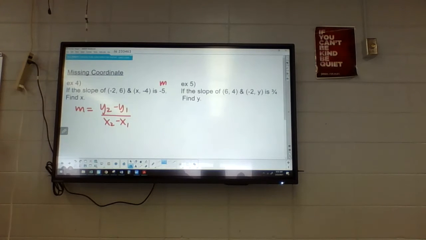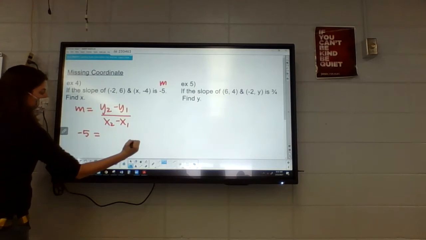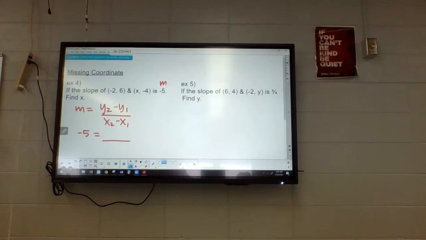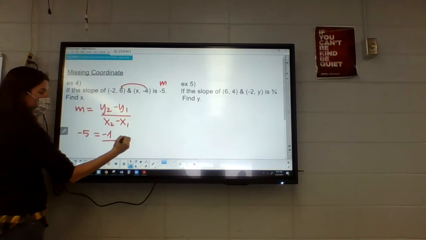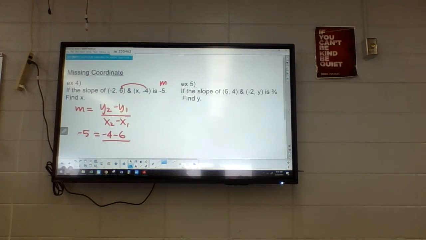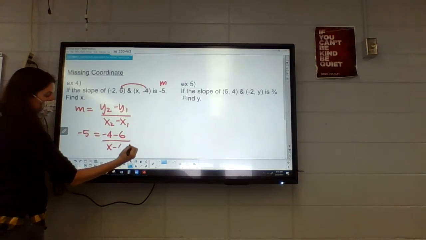I'm going to put in everything I know. So I actually know what m is. I'm going to put that in as -5. Then I'm going to do y2 minus y1. So that's going to be -4 minus 6. Then on the bottom, I'm going to have x minus -2.